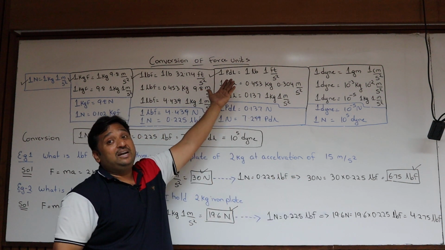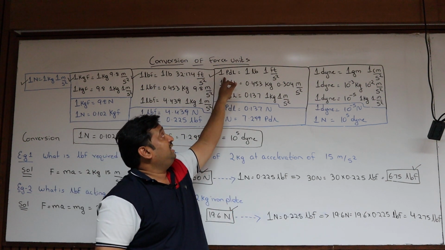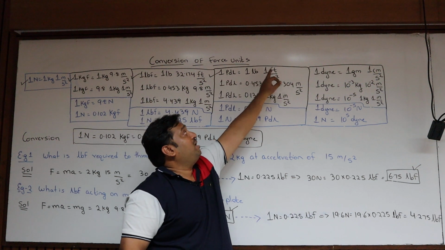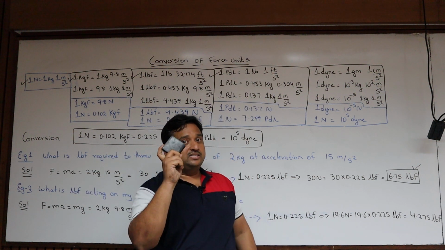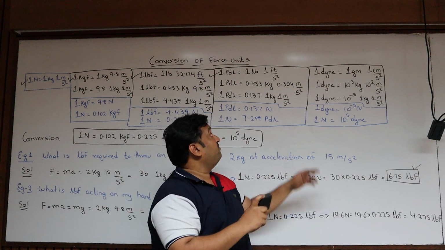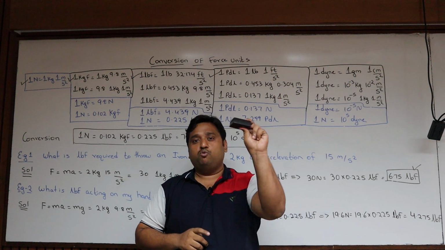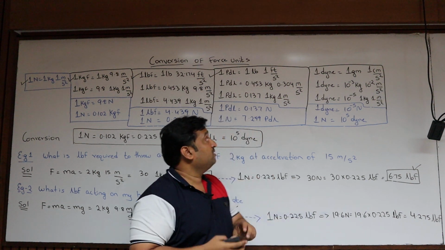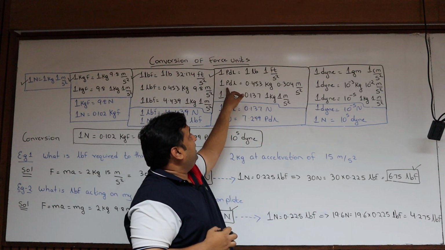This is how people define PDL, the pound-all force. What is a pound-all force? It is nothing but 1 lb mass into 1 feet per second square. If I throw 1 lb mass at an acceleration of 1 feet per second square, that means I have applied 1 pound-all force on this particular mass. That means 1 PDL is equal to 1 lb.